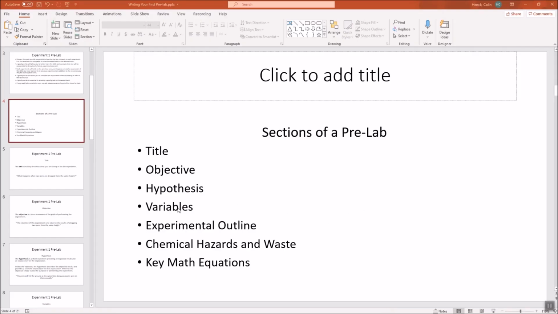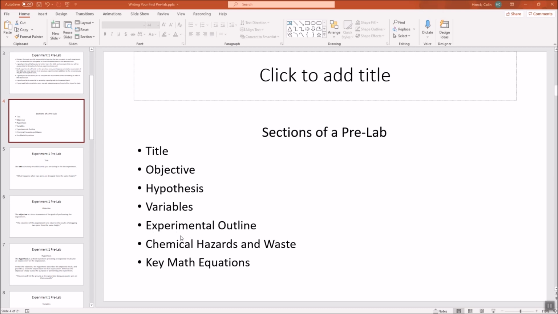Next, we need to do the variables. In this case, our independent variable, or our experimentally controlled variable, is the concentration of the solutions. Again, we're going to make a 5, 4, 3, 2, and 1% solution. Our dependent variable is the conductivity. The variable we're going to measure is the conductivity of each of these solutions.